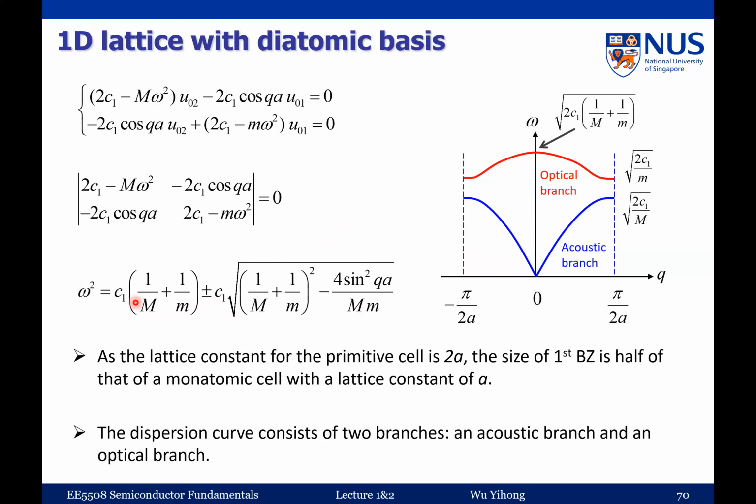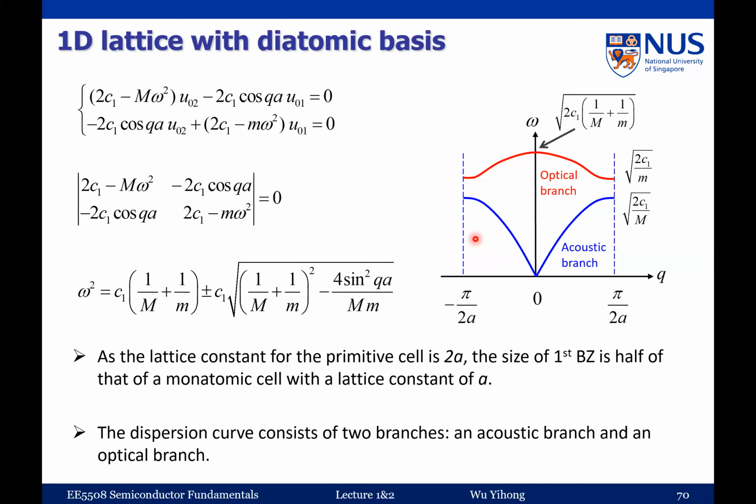Now, if we sketch this as a function of q, this is what we have. We have two types of dispersion curves. One we call the lower branch, which is this blue curve, and the other is the red curve. In solid-state physics, we do have a name for these two branches of dispersion. The blue one we call the acoustic branch, and the red one we call the optical branch. We will explain later why we call them the optical branch and the acoustic branch, right?